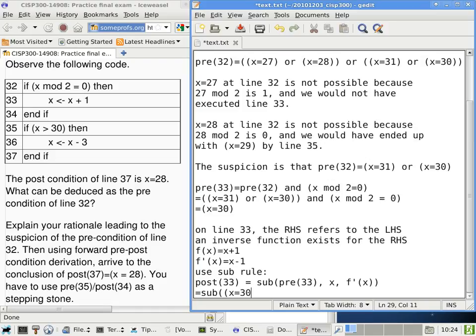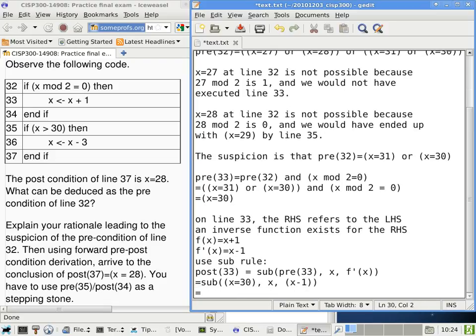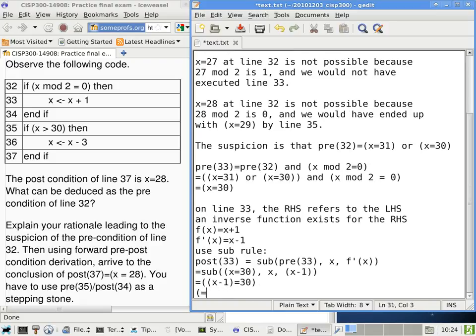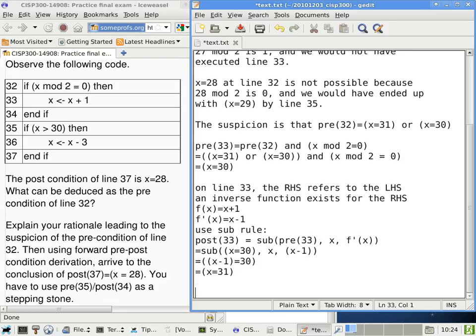So that means the substitution starts from x equals 30. That's my pre-33. We substitute x with x minus 1. And the result of the substitution is x minus 1 equals 30. And in one step, you can also see that this is just saying that x equals 31. Is that okay? Okay.